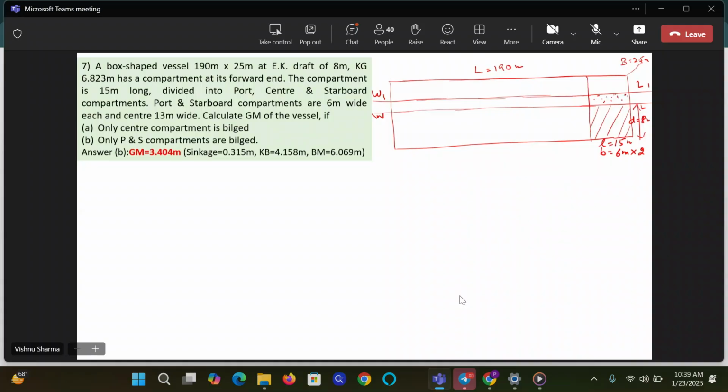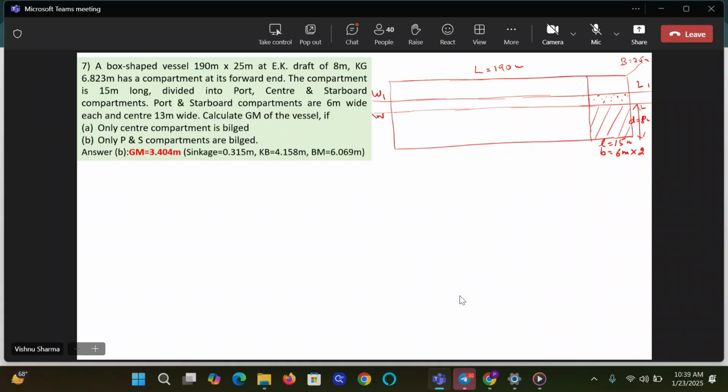Guys, is this the diagram you made? Breadth is 6 meters into 2 compartments, right? Correct? For part B, is this the diagram you made, class? For the side profile, please confirm. Yes, sir. Did you make this or something else? Okay, then make the water plane area at W1, L1 in the bilged condition.